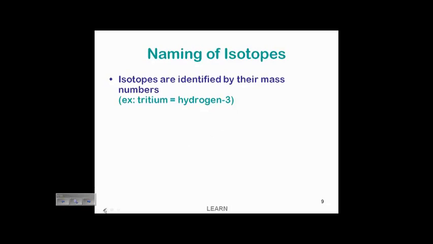So tritium, the one at the bottom with 2 neutrons, is called hydrogen-3. When we were talking earlier about carbon-12, that means that we have 6 protons and 6 neutrons. So carbon-12 will have 6 and 6. Carbon-13 would have 6 protons and 7 neutrons. The sum of those two always has to equal the mass number.